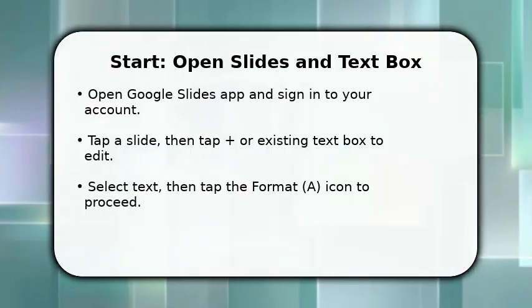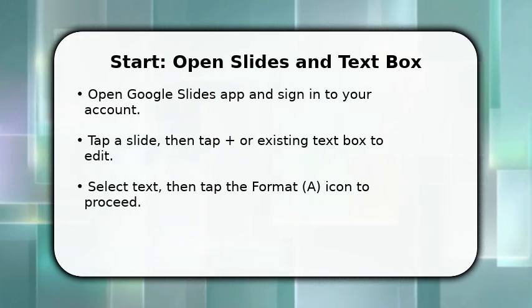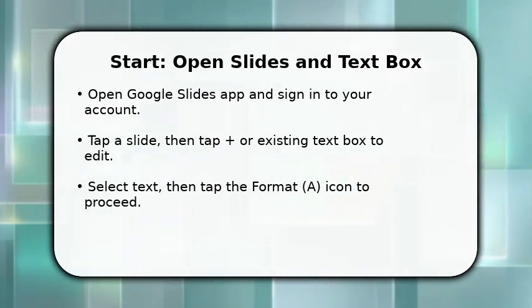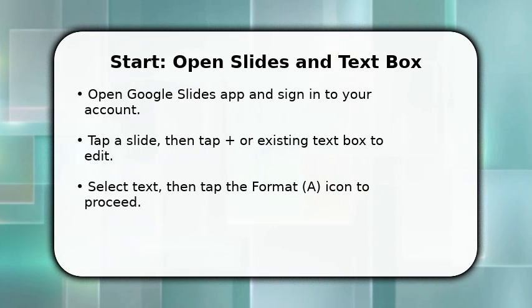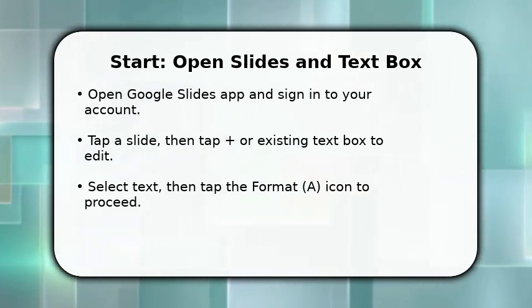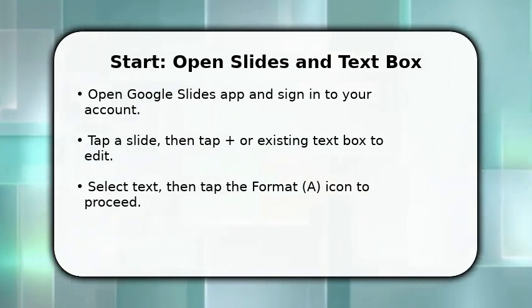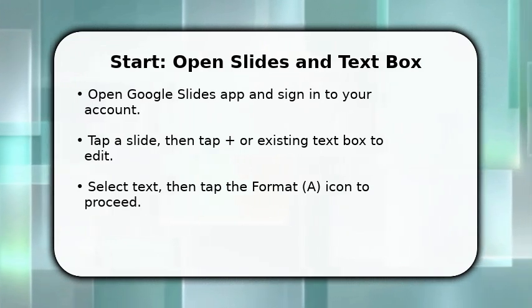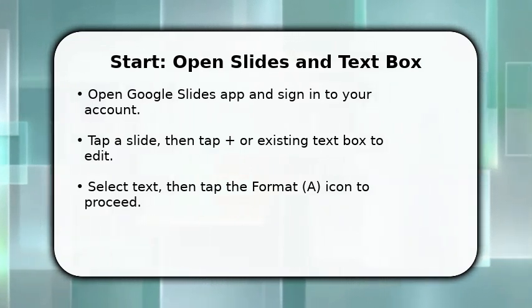You'll begin inside the Google Slides app, open the presentation, and go to the slide you want. Tap an existing text box or add one with the plus button. This creates editable text. Once the text cursor appears, select the words you want to change. Make sure the selection is accurate.